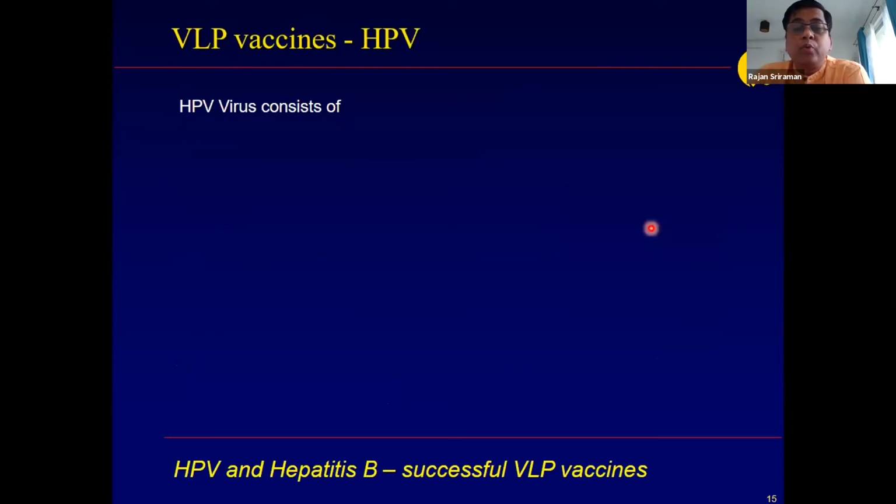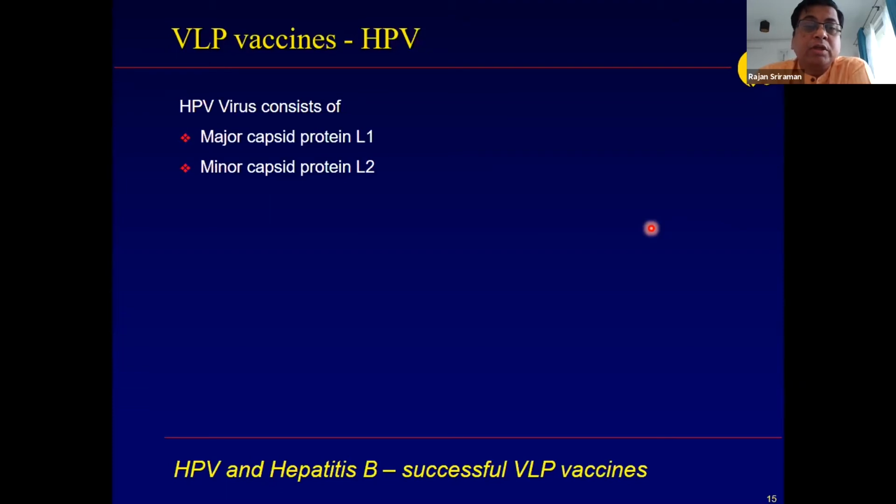So what is the example of a VLP vaccine? Of course, you have both human papillomavirus and hepatitis B, both are successful VLP vaccines. Let me take you through what a human papillomavirus consists of. It consists of a major capsid protein L1 and a minor capsid protein L2. It has a double-stranded DNA, which is 8 kilobases. And this is a very important feature. I'll come back to this in a while.